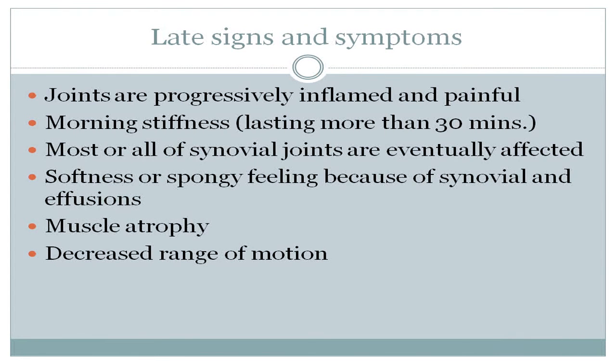The person is going to have a softness and a spongy feeling because of the synovium and the effusions in that area that increase inflammation around those joints. They're going to cause the area around the joint to feel spongy. The person may have muscle atrophy as a result of this.